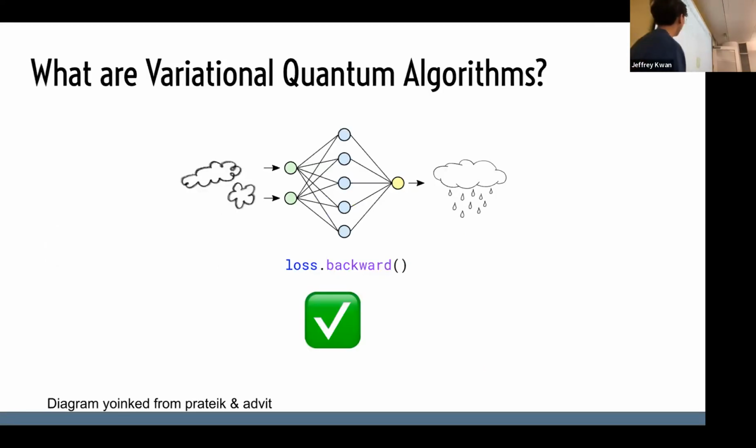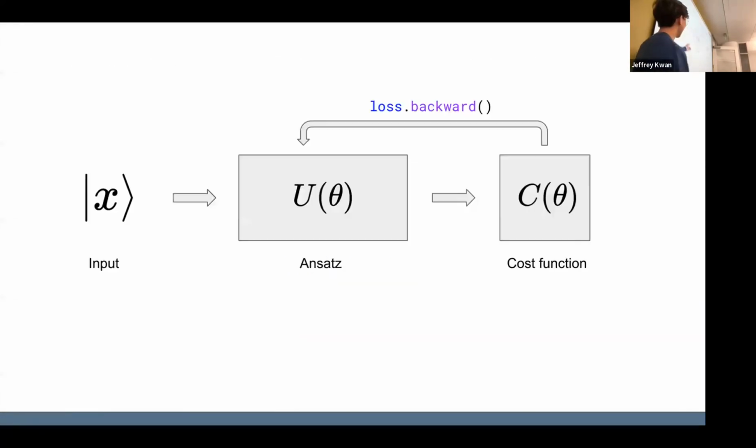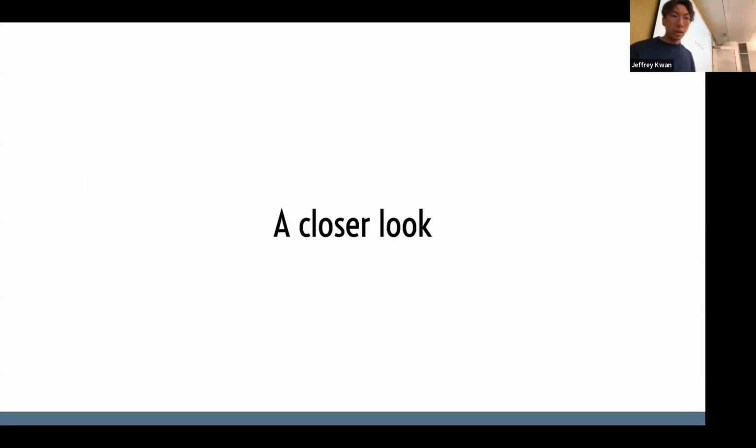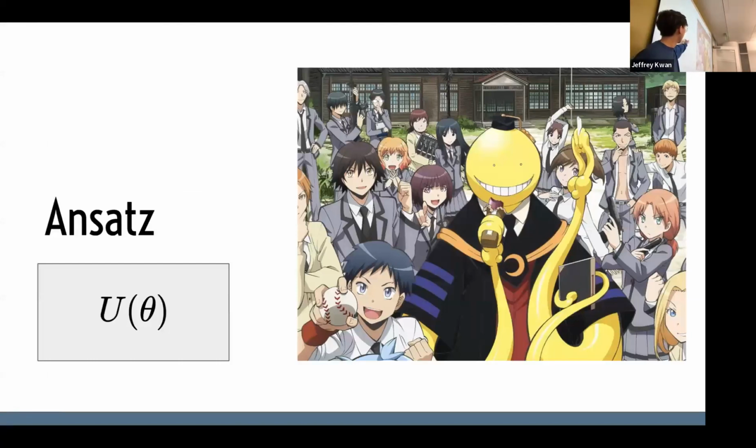Basically, what these are, right, if you remember this diagram, we're just gonna do that. But no, actually, this is what a variational quantum algorithm looks like. Does that look familiar at all? You have an input, you have a thing, you have a cost function, and then you have loss propagating backwards. So I'm just gonna go over what these two little boxes are. So first we're gonna talk about the ansatz.